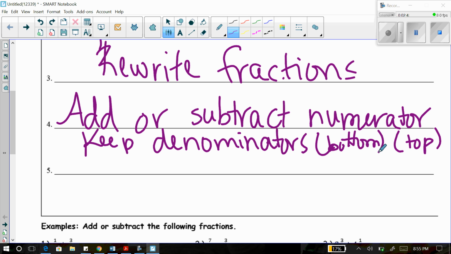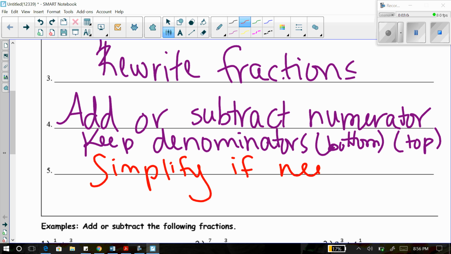So again, we're going to go over all of these rules in a minute here. Let me just get you the rules, but we're going to show you with examples, and I think that's how you guys will learn this. And then the last step is just simplify if needed. Sometimes you'll need to, sometimes you won't. But let's make sure we do if we have to. Okay?